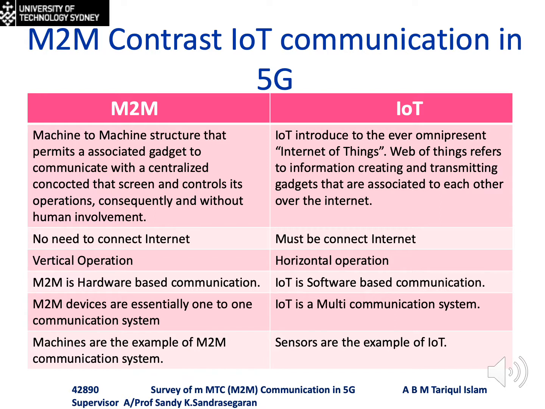In M2M, there is no need to connect to the internet, but in IoT it must be connected to the internet. M2M is a vertical operation, but IoT is a horizontal operation. M2M is hardware-based communication, but IoT is software-based communication. M2M devices are essentially a one-to-one communication system, but IoT is a multi-communication system. Machines are the example of M2M communication systems. Sensors are the example of IoT communication.